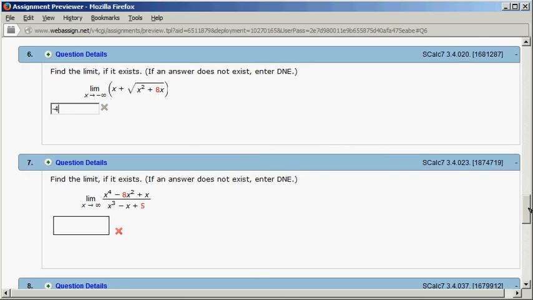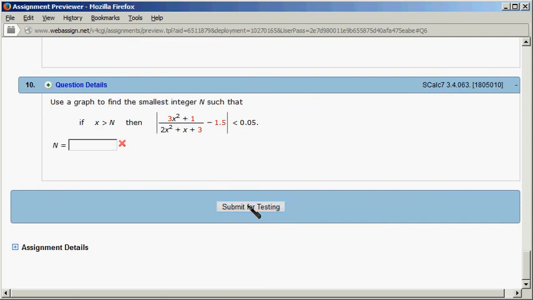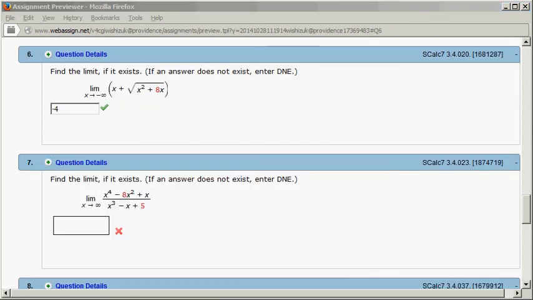Let's double check, submit for testing. It came back, and it looks like we got this one correctly. That's it. I hope that this was clear.